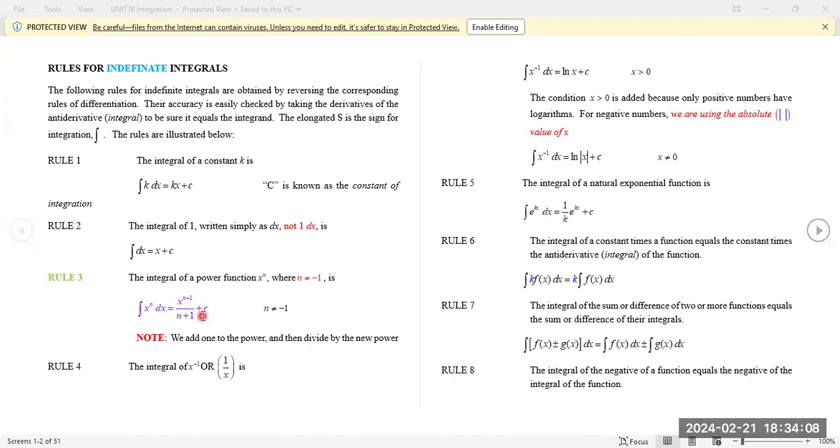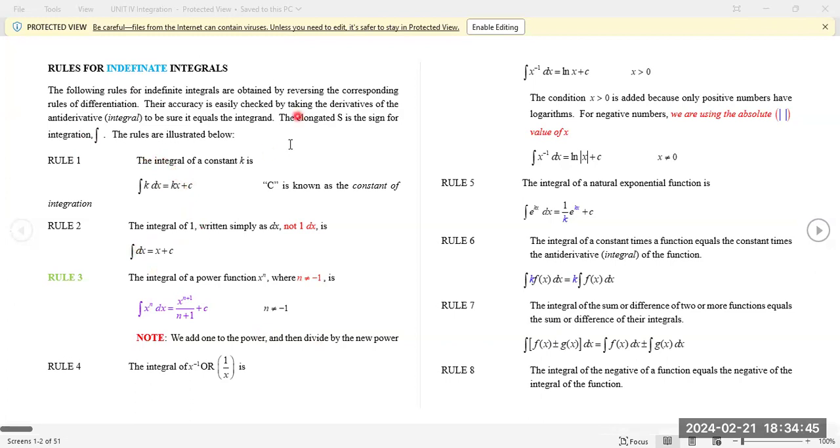All right, let's go. So note, we're adding 1 to the power and then dividing by the new power. Very, very important. So let us go now to rule number 1. The integral of a constant, sorry.